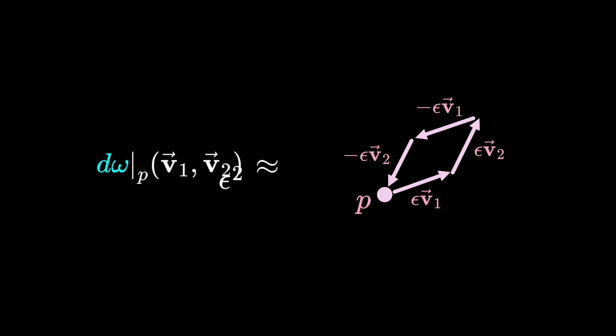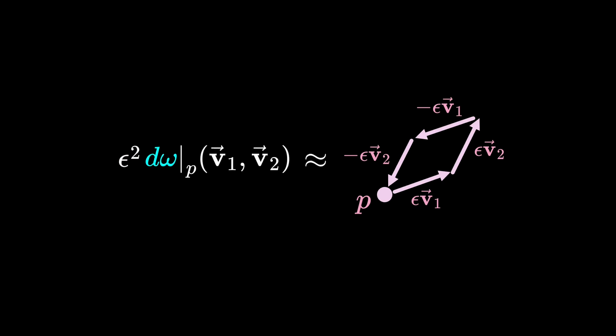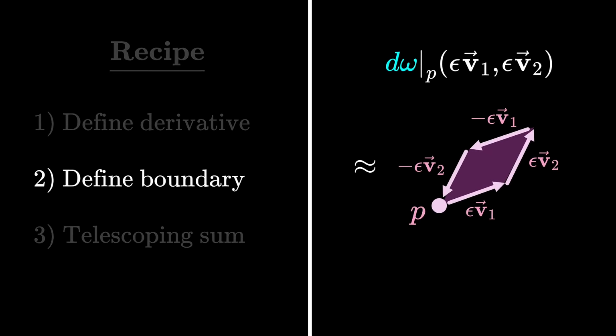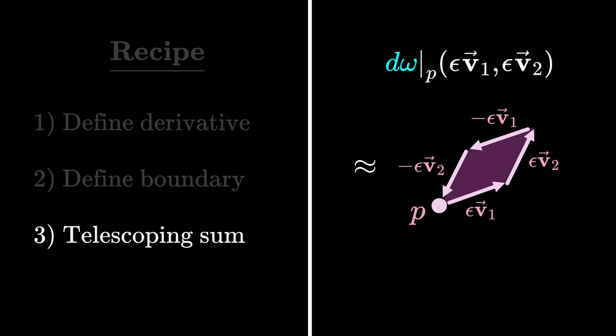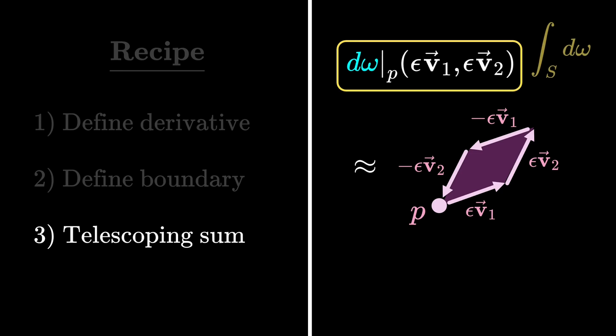Finally, move the epsilon squared to the other side and use linearity of d omega to distribute the 2 copies of epsilon to the vectors. That concludes the second step of defining the boundary and its orientation. The final step is now a lot easier. Summing up the contributions, we get the integral of d omega.